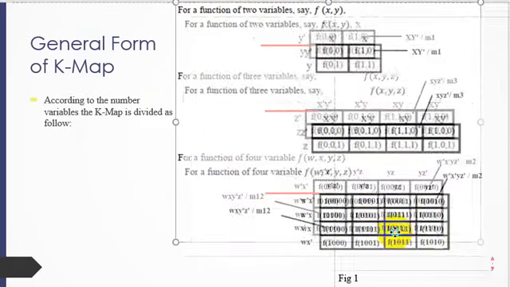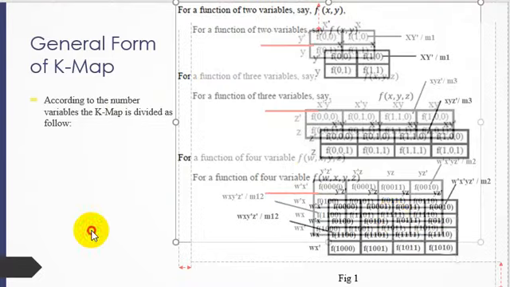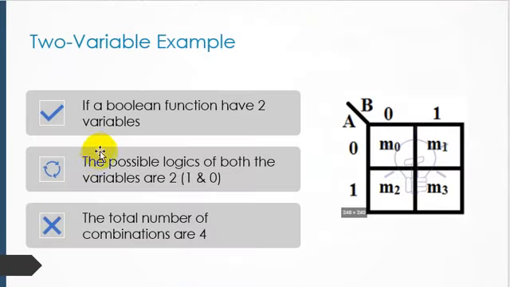So let's start with the two variable inputs. If you have two variables, it's obvious you have two inputs, A and B, and each input behaves for zeros and ones, but the total number of combinations should be 4. The truth table represents 4 combinations and we get one output, and the K-map representation of two variables is just like that.